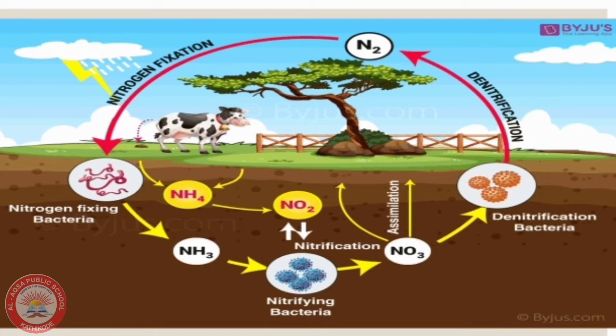We know that 78% of our atmosphere is made of nitrogen. This amount of nitrogen is always kept constant. It is kept constant with the help of the nitrogen cycle. This picture shows the nitrogen cycle. You can see how there is an exchange between the atmosphere, the soil and the plants, which helps in keeping the amount of nitrogen constant. Let us see it in detail.